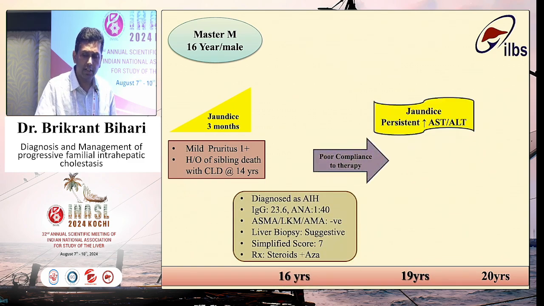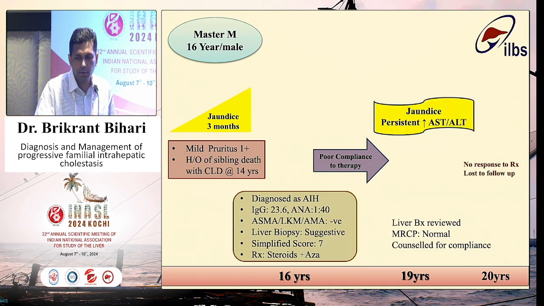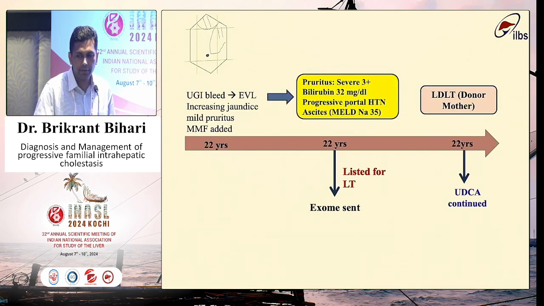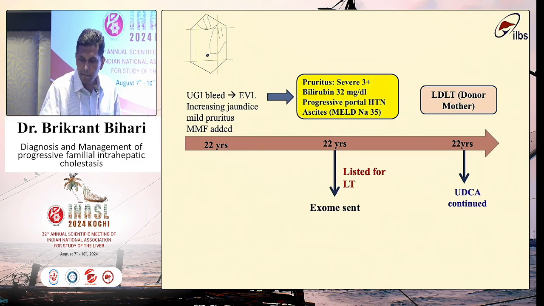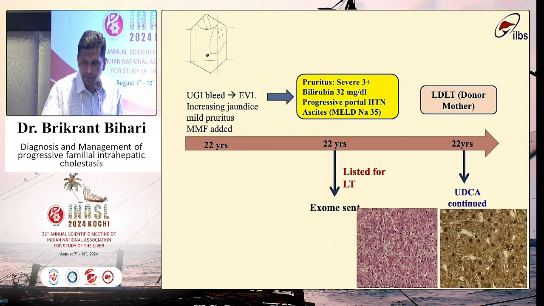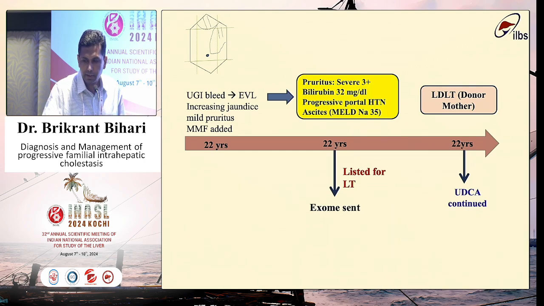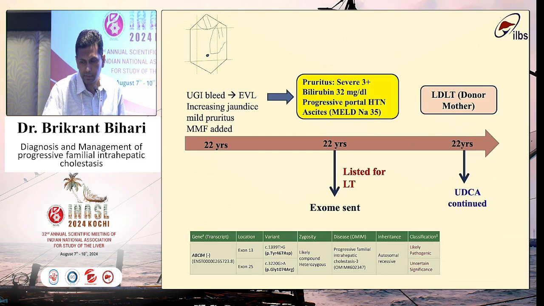we saw a 16-year-old child with autoimmune hepatitis, started him on treatment, he was not responding well, was lost to follow-up during the COVID years, and then came to us at 22 years of age with severe pruritus, increasing bilirubin, progressive portal hypertension, and upper GI bleed. At this time point, where the pruritus was severe, we started thinking about PFIC3. The explant showed a deficiency of MDR3, and the genetics which was sent came after the liver transplant, and it came as MDR3 compound heterozygous.